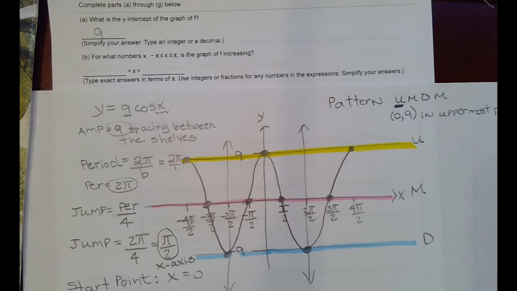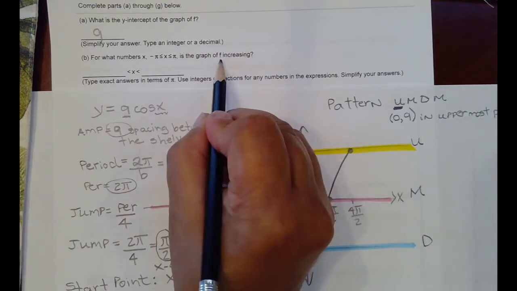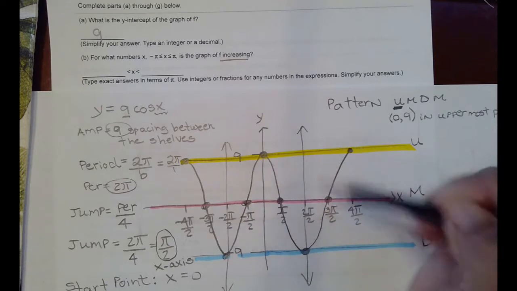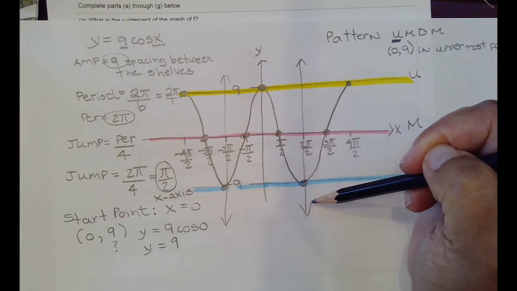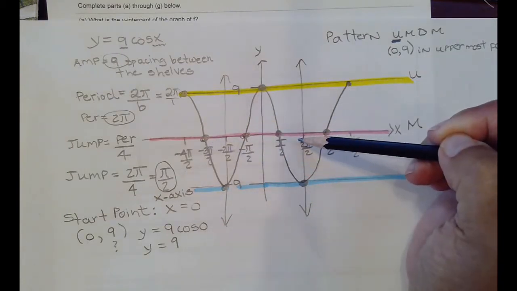And you want to know in that interval between negative pi and pi, where is the graph going up? That's what it means for it to be increasing. That's this area right in here. So this is your increasing portion. It is the only increasing portion if you're staying between negative pi and pi. And when you go to name this increasing portion, you're supposed to be naming the x values at the endpoints of that increasing portion.